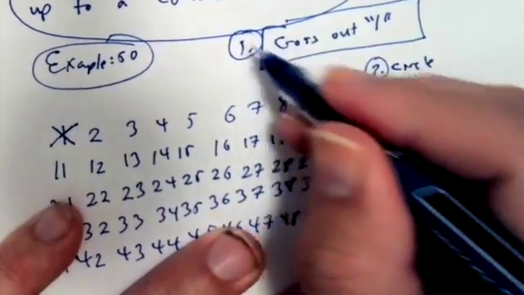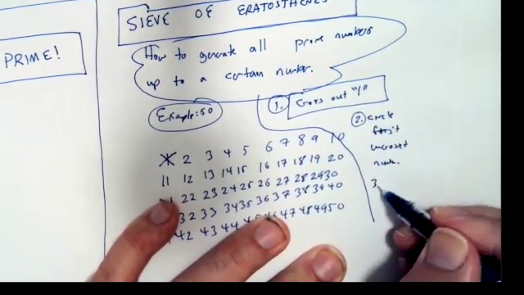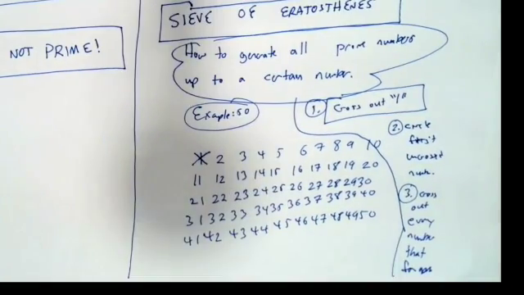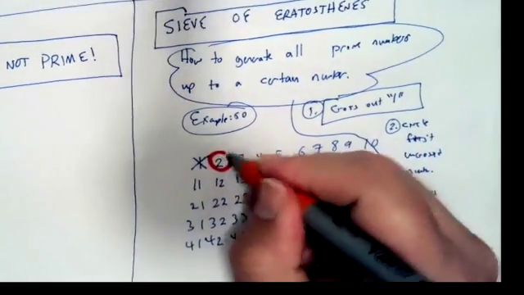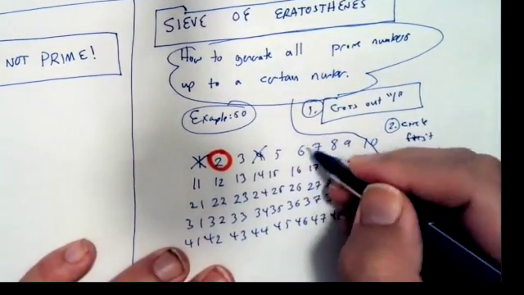So the second step is to circle the first uncrossed number and then cross out every number that is that far apart. I'm going to circle 2 because it's the first not crossed out number. And now I'm going to cross out every second number. So 4, 6.